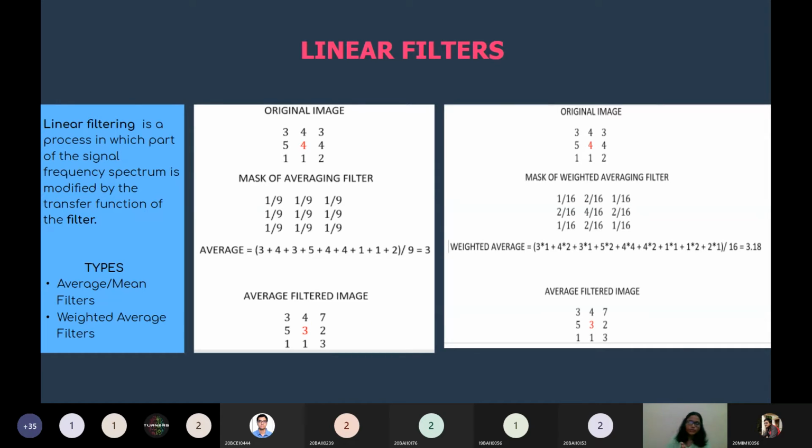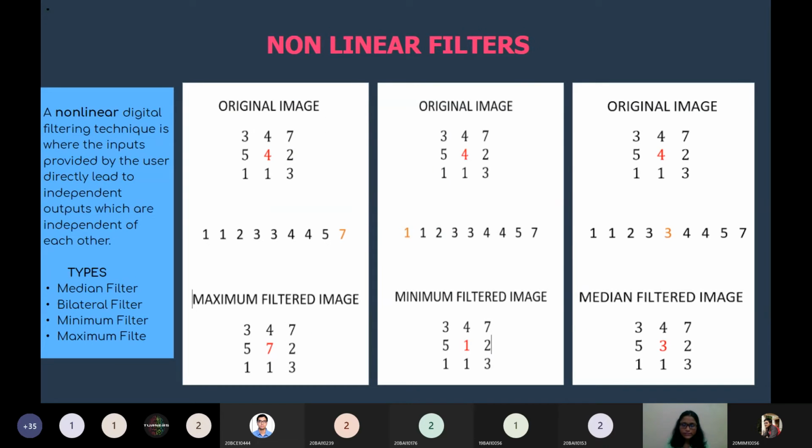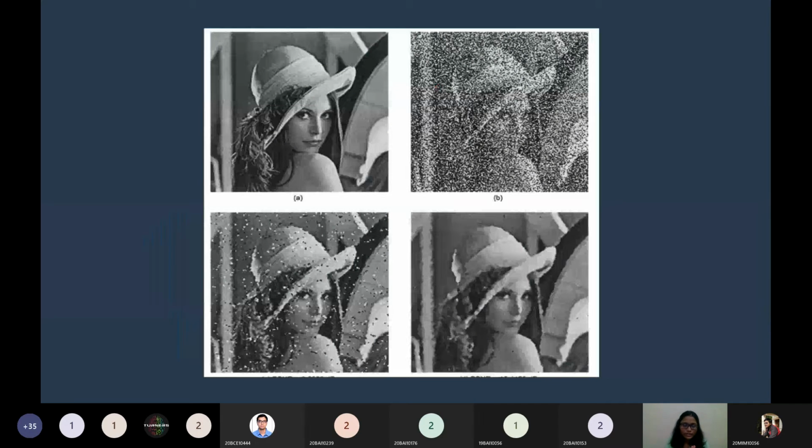Okay, so we'll continue. So this was the entire thing about the linear filters, your non-linear filters, and smoothing and sharpening and such stuff. So moving ahead, next slide, Sidvid.